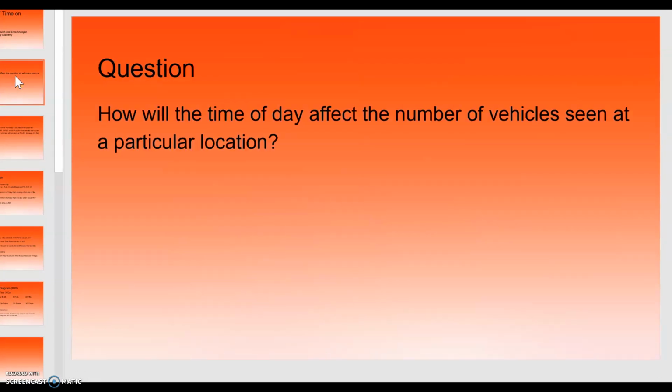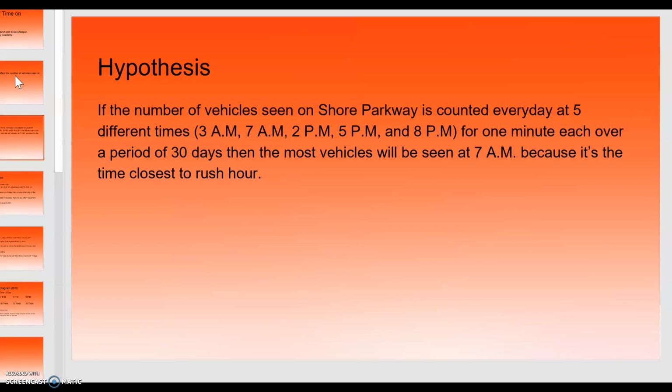Question is, how will the time of day affect the number of vehicles seen at a particular location? Hypothesis: if the number of vehicles seen on Shore Parkway is counted every day at 5 different times, 3 a.m., 7 a.m., 2 p.m., 5 p.m., and 8 p.m. for 1 minute each over a period of 30 days, then the most vehicles will be seen at 7 a.m. because it's the time closest to rush hour.